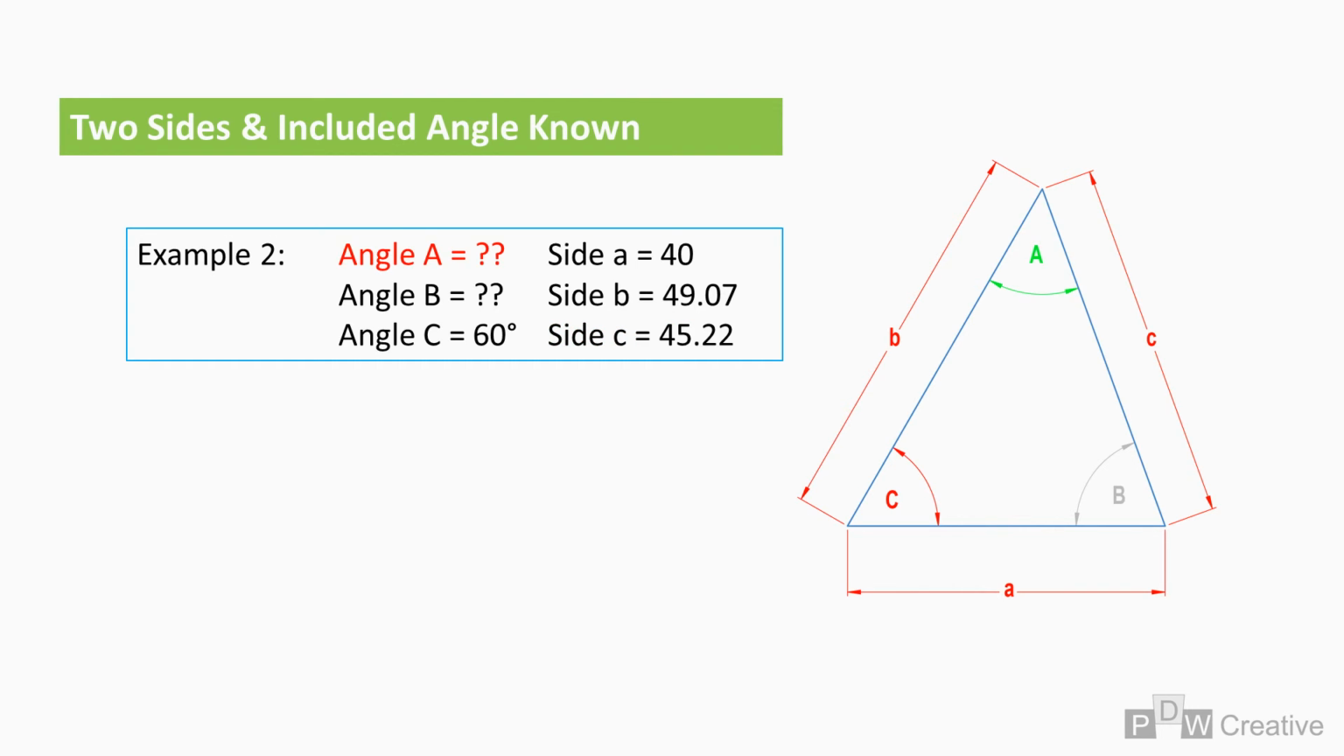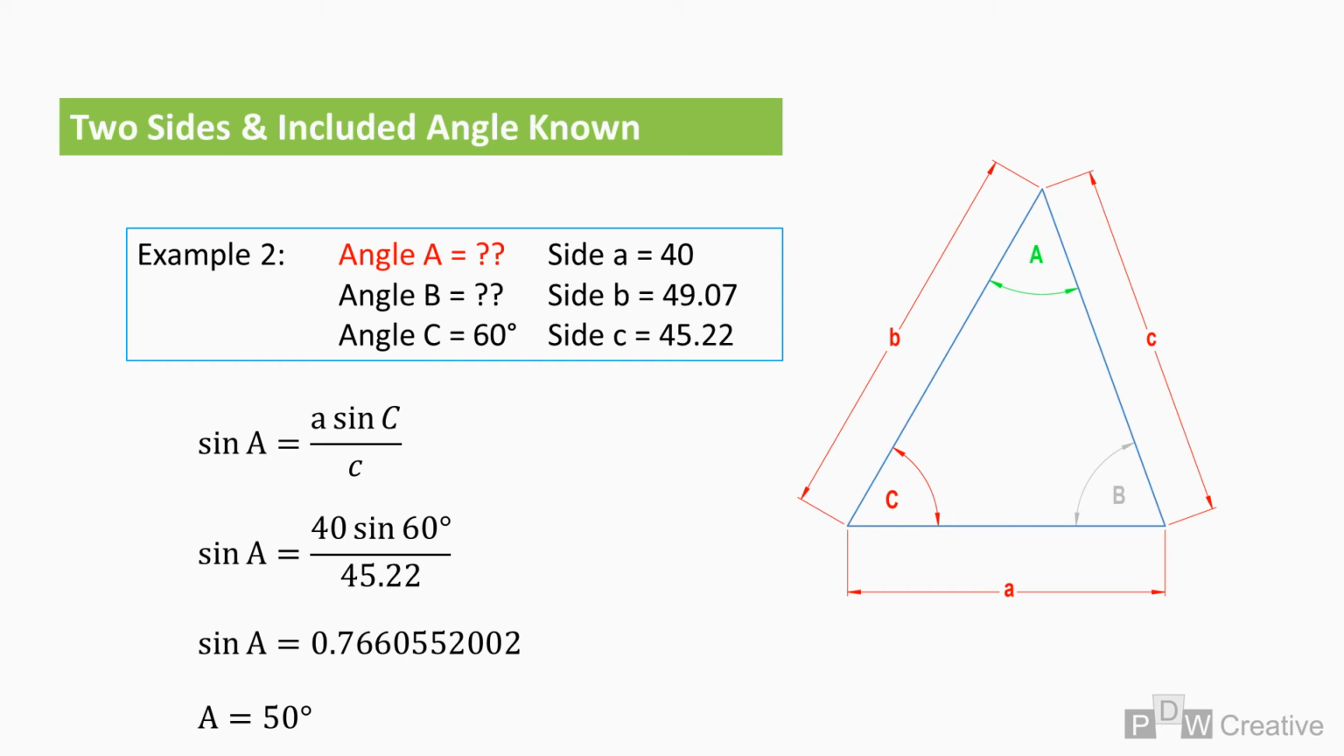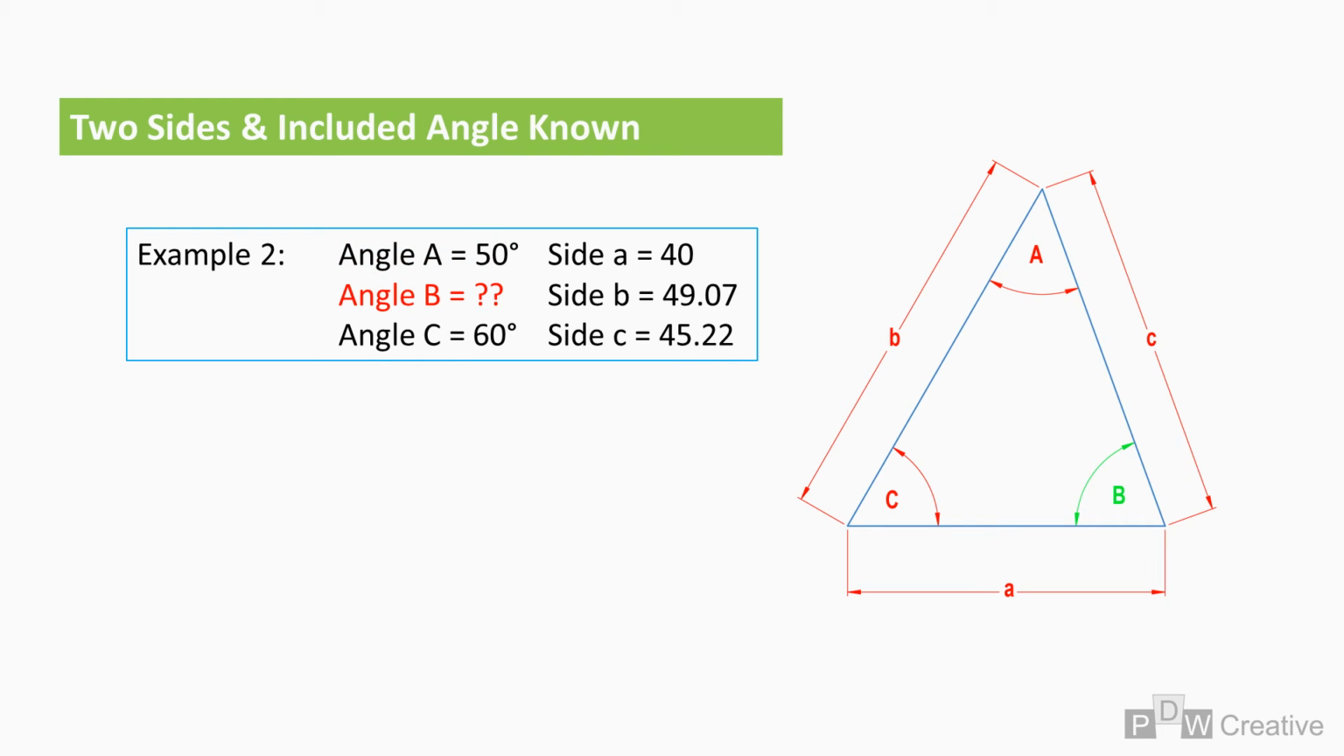Angle A could be calculated using the cosine angle rule, or we could apply the sine rule as explained in part 1 of this video mini-series. The final angle can then be calculated by deducting the two knowns from 180 degrees. Angle B is therefore 70 degrees.